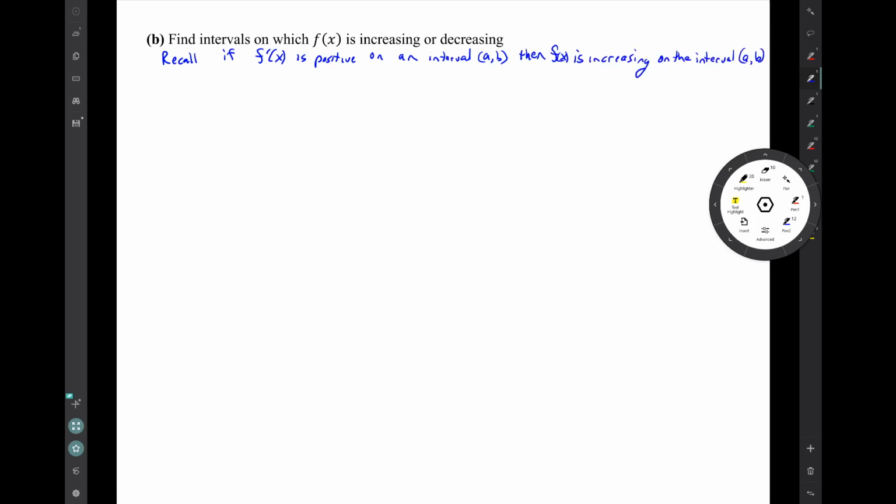So we have this correspondence that if f prime is positive on an interval a comma b, then that tells us that f of x is increasing on the interval. And similarly, if f prime is negative on the whole interval, then f of x is decreasing. So our strategy should be to find f prime of x, determine the sign behavior of f prime of x, and use that to tell us about the increasing, decreasing behavior of f of x.